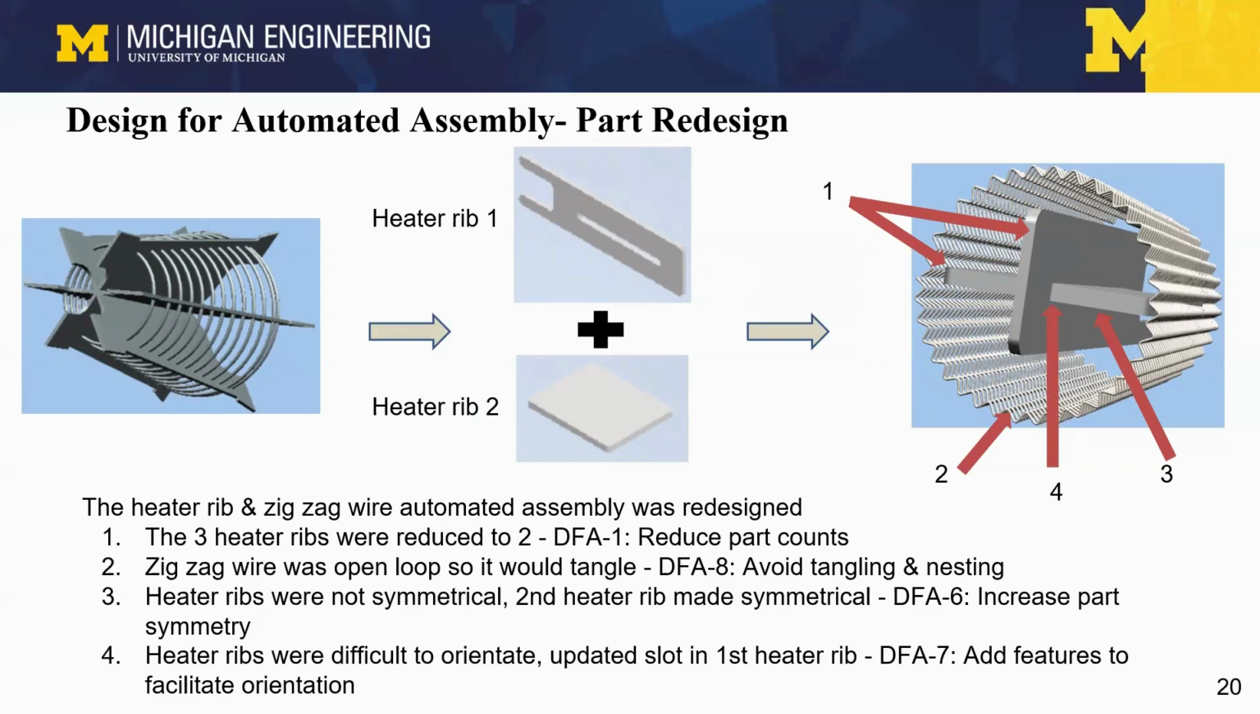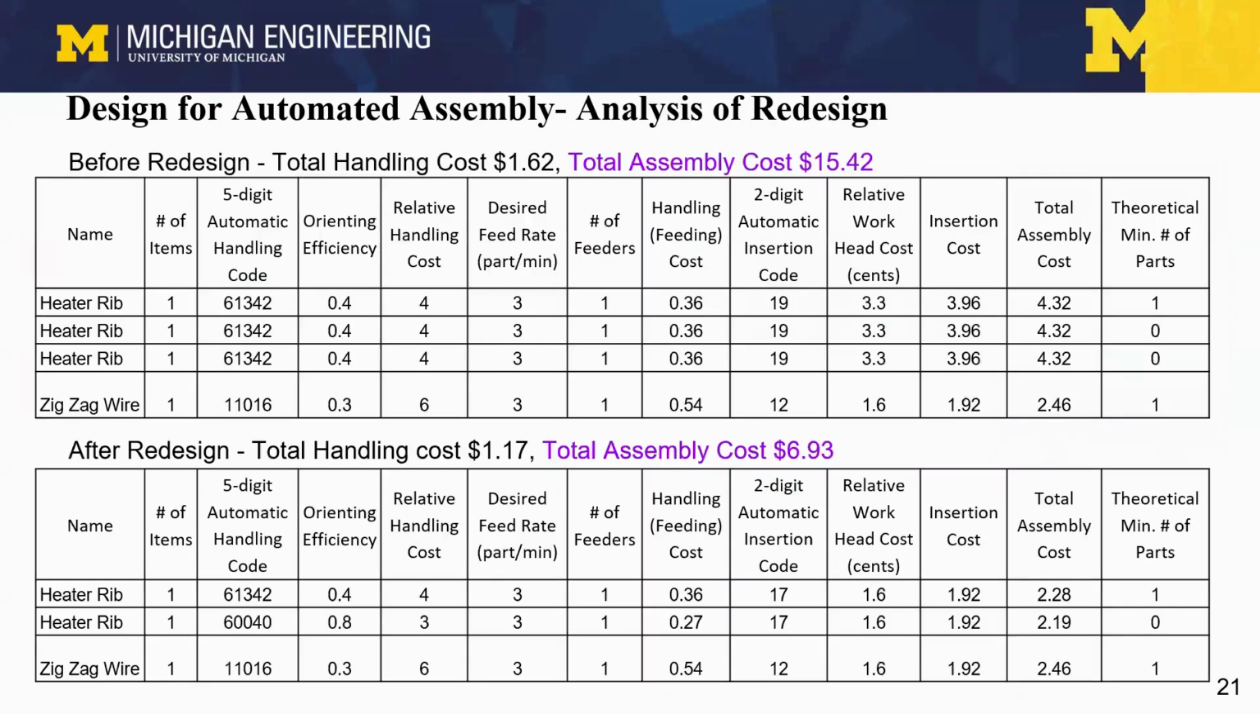The heater ribs were difficult to orientate, so the slot was updated in the first heater rib based on DFA7, add features to facilitate orientation. Before the redesign, the total handling cost was $1.62 and the total assembly cost was $15.42. After the redesign, the total handling cost is $1.17 and the total assembly cost is $6.93.